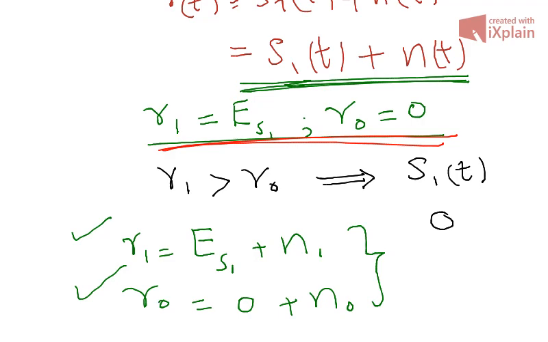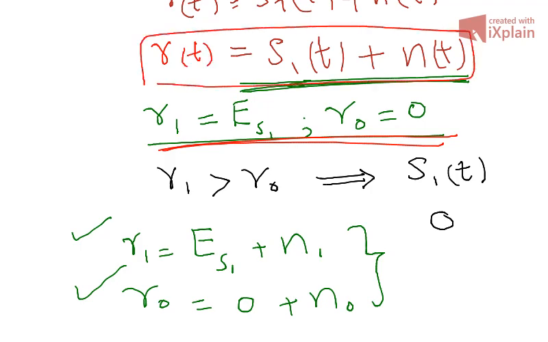So I suggest that you do this. Solve this circuit with this assumption and try to plot the output of the correlator, assuming that the transmitter has transmitted S1 of t and you have received a noisy signal, which is S1 of t plus n of t.